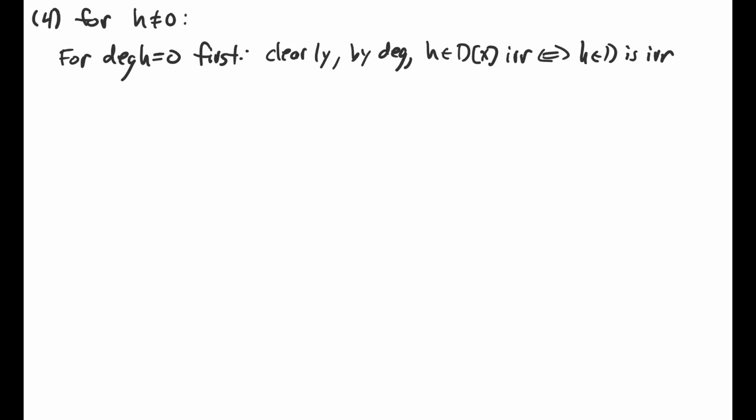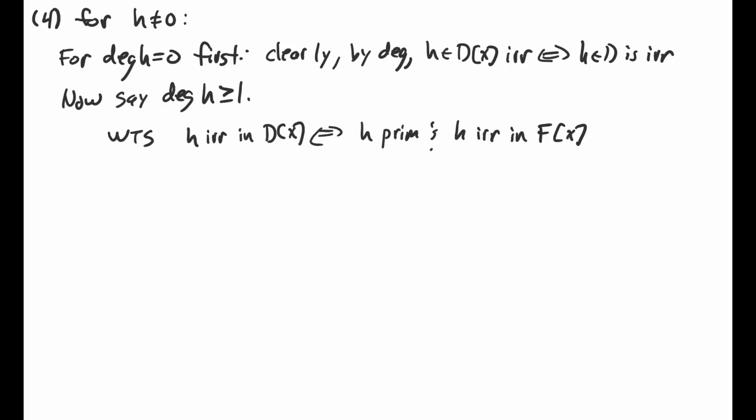In this case, clearly looking at degree, because whenever you factor something the degrees add, the only way something of degree 0 could have factors is with degree 0 stuff. So viewing it as a constant polynomial and asking whether it's irreducible is the same as viewing it just as a constant and asking whether it's irreducible. So there's nothing interesting going on there. Let's go ahead to the degree of h bigger than or equal to 1, because that's where things happen.